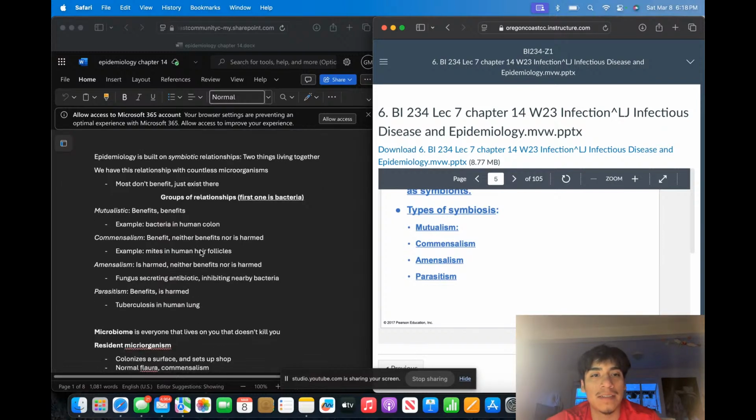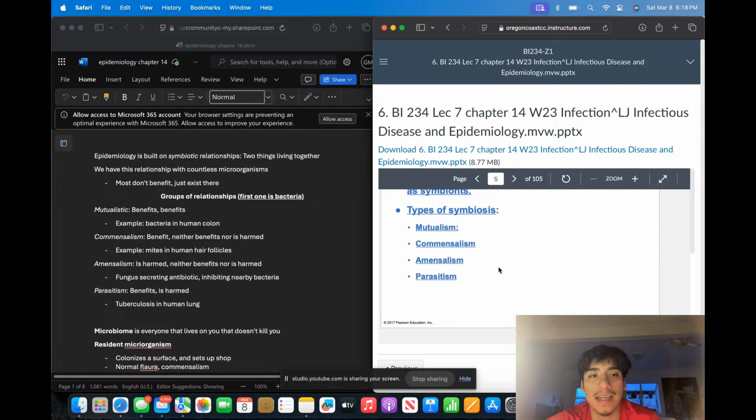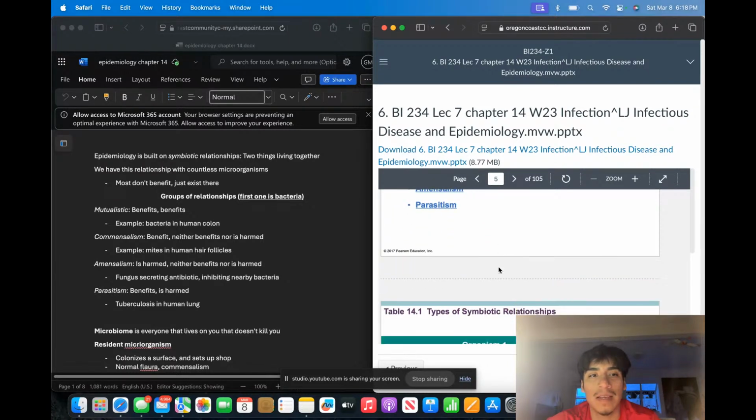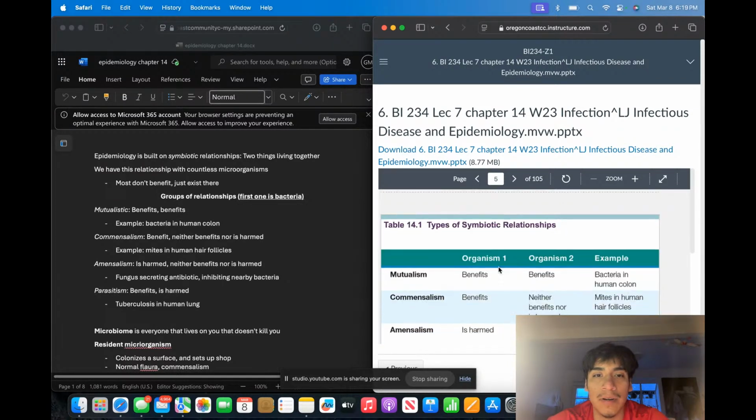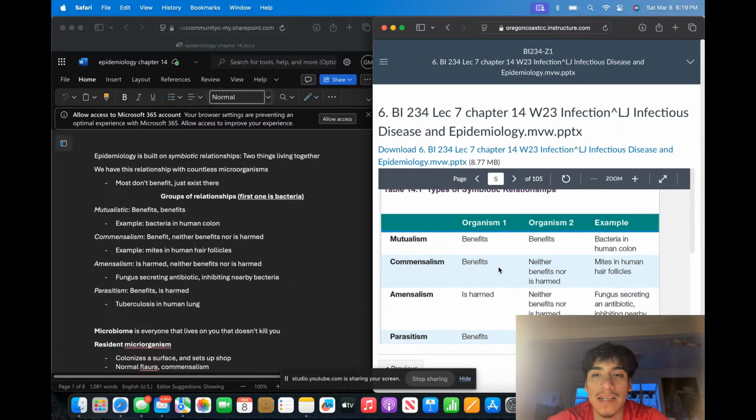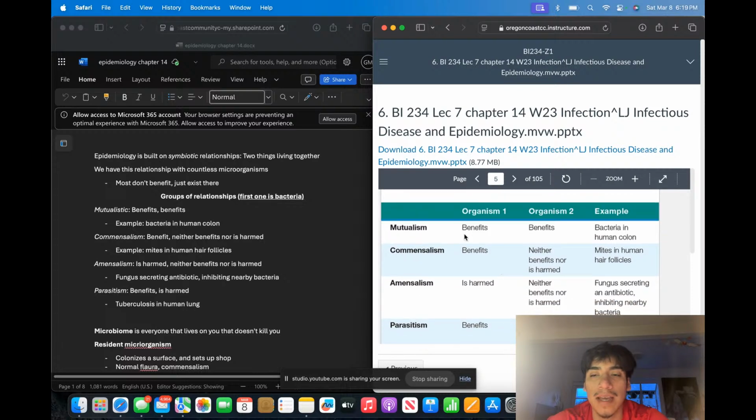Organism 1 in this case represents the microorganism, and organism 2 would represent you. In mutualism, both of these benefit. An example would be the bacteria, organism 1, benefiting from living in your colon because there's food, and you, organism 2, benefit because your food is getting broken down better.